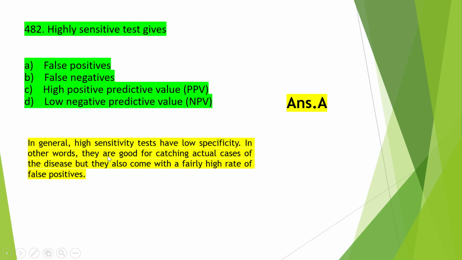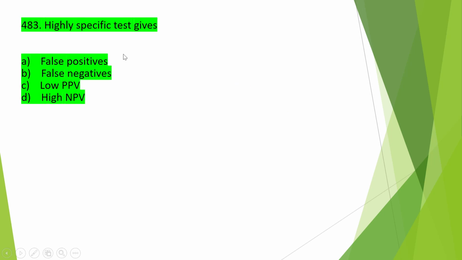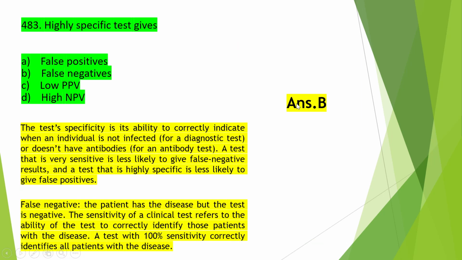So in other words, they are good for catching actual cases of the disease, but they also come with a fairly high rate of false positives. Okay. So highly sensitive tests give false positive results mostly. So next one is: highly specific test gives false positive, false negative, low PPV or high NPV, and the right one is option B. So highly specific test gives false negatives.